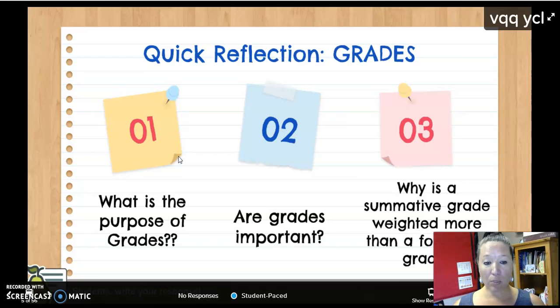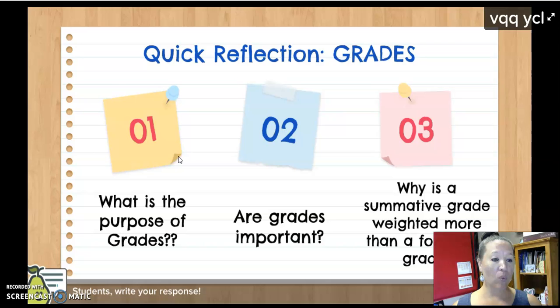So what is the purpose of grades? Are grades important, and why is the summative weighed more than a formative? So on number 2, are grades important? Mr. Whitehead said, yes, they are important, but they're not the only assessment to show student achievement. And I agree with that completely.